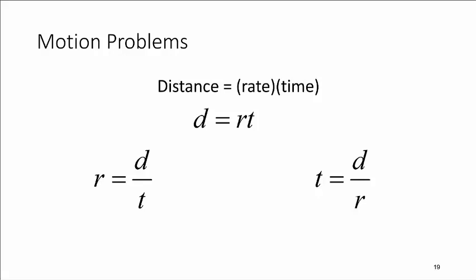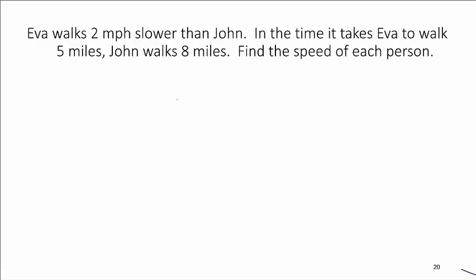But if you solve d equals rt for r, for instance, and you divide both sides by t, you're going to get r equal to d over t, right? If you take d equal to rt and solve it for t, you have to divide both sides by r, and you end up with t equal to d over r. That one, t equal to d over r, is one that we're going to use quite a bit in solving some of these problems. So let's do an example.